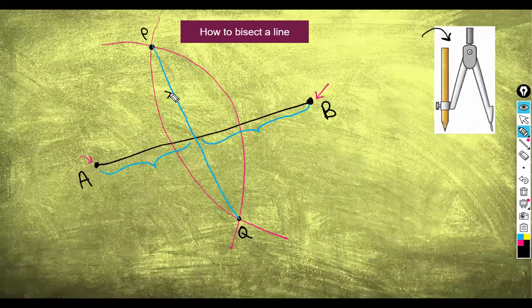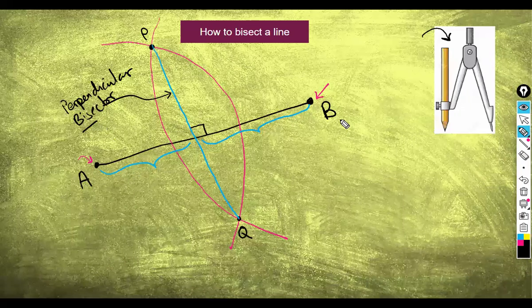This blue line that does the splitting, that cuts the original line AB into two equal pieces, is called a perpendicular bisector. Perpendicular means the blue line and the black line make 90 degrees, and bisect means to cut in two equal pieces, to cut it in half, right?